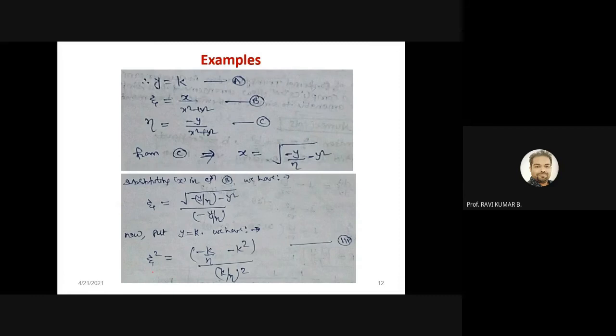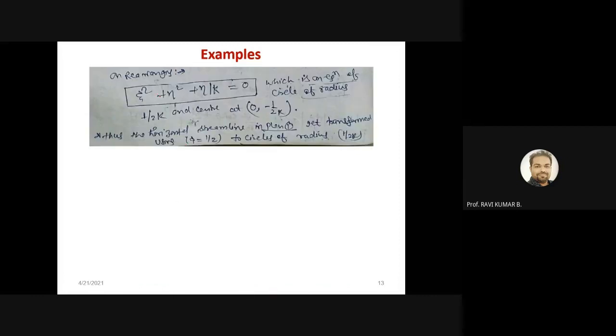So, this divided by 1 and cross multiply. If you rearrange, you will finally get this equation: xi square plus eta square plus eta by k is equal to 0. This equation you got. So this is basically an equation of a circle, right? Look at it: xi represents the x coordinate in the transformed coordinates, eta represents the vertical coordinate, plus eta by k. So by adding something here, you can form the equation of a circle. So this is an equation of a circle of radius equal to 1 by 2k and center at 0, minus 1 by 2k.